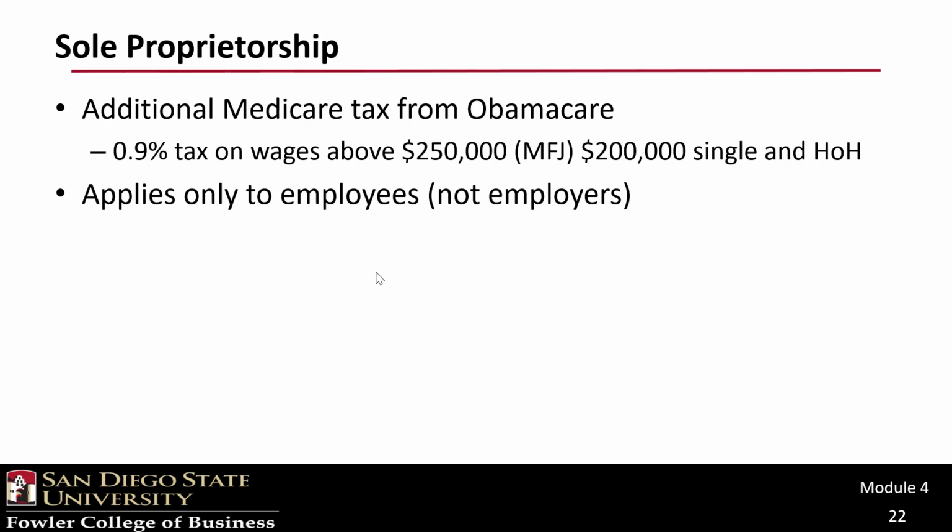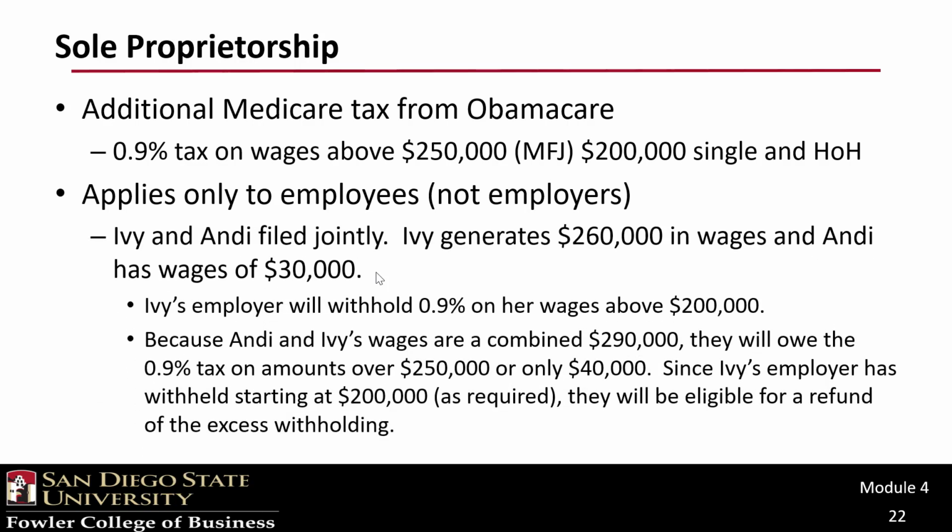Although almost repealed, the so-called Obamacare, or Affordable Care Act, 0.9% Medicare tax on wages above $250,000 if married filing jointly, or $200,000 if single and head of household, this tax still applies. The additional tax applies only to the employee and not the employer.